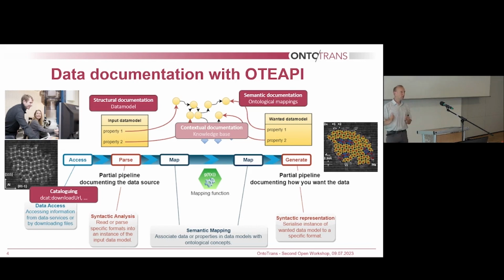When you want to go on the other side and really represent the data in the form you want, in this case, the user wants not only a nice TEM image as we see to the left, but also some pre-processing of it. He has a new data model that represents how he wants the data. That is, of course, mapped to ontological concepts, and then he has a generator. The system populates this data model, and then he can serialize it the way he wants to.